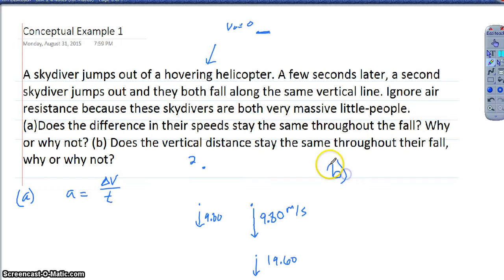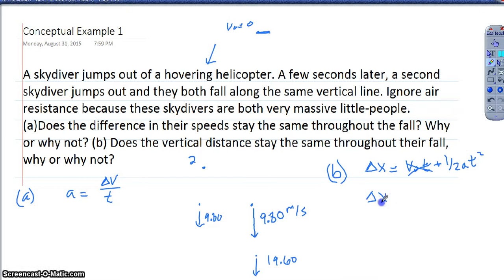For part B, does the vertical distance stay the same throughout their fall? Why or why not? Again, we saw this one a couple times last year, and the answer for this one is no, right? And the easiest way to represent that is to think about the kinematics relationship, where we've got our delta x equals v0t plus 1/2 at squared. We know their initial velocity was 0, so we're going to ignore that. We know their acceleration was constant, but then think about what happens every second, right?